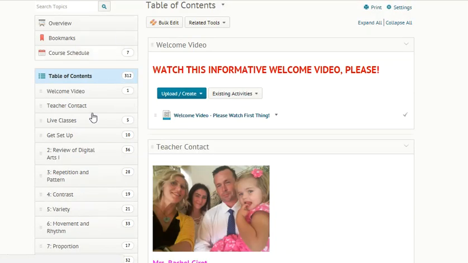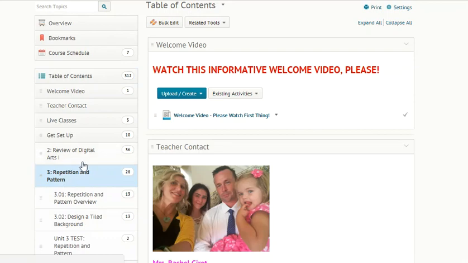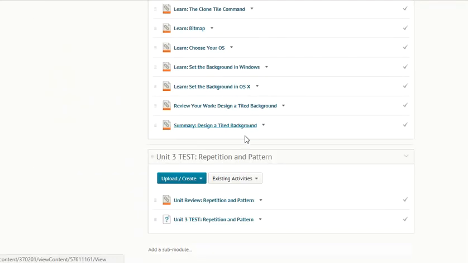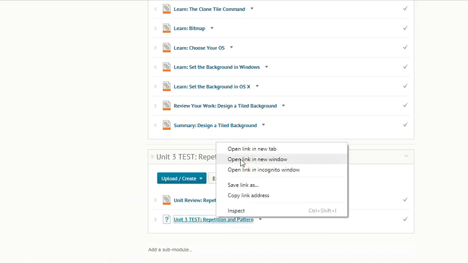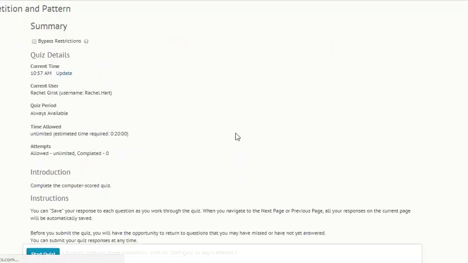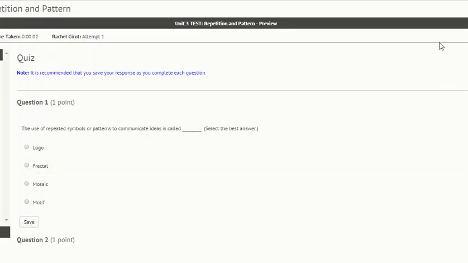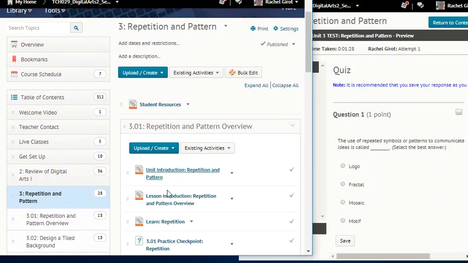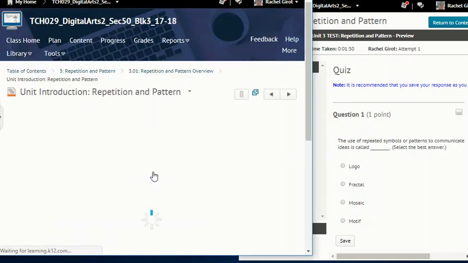Hi there, let's get the Unit 3 test done. So go into Unit 3 and scroll all the way down until you find that test. Right click, open that in a new window, and then resize it so that you can see both this video and your test. And then I'm going to scroll right back up to the top and start at 3.01 Unit Introduction.